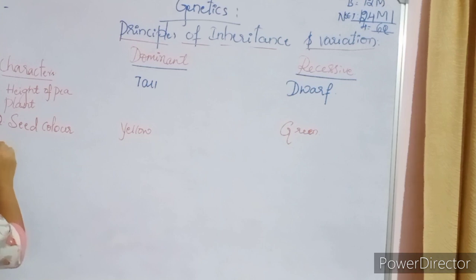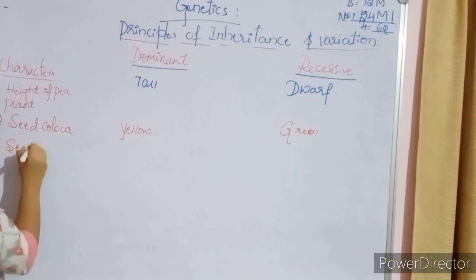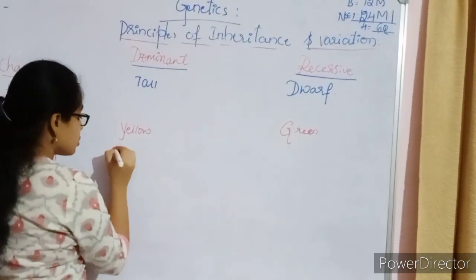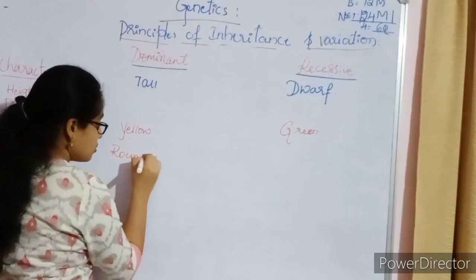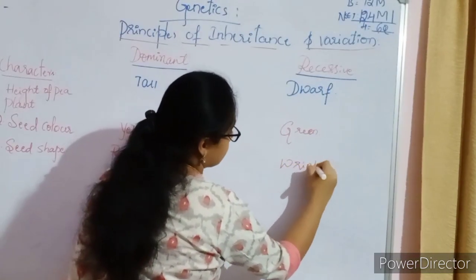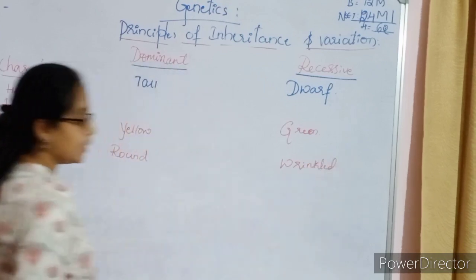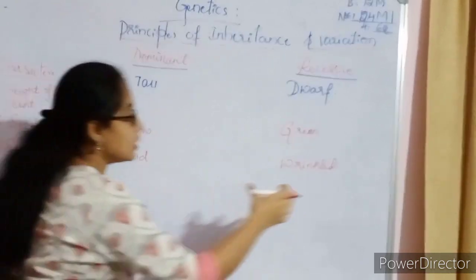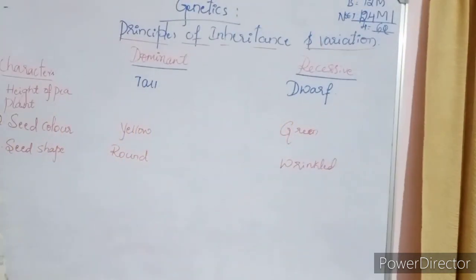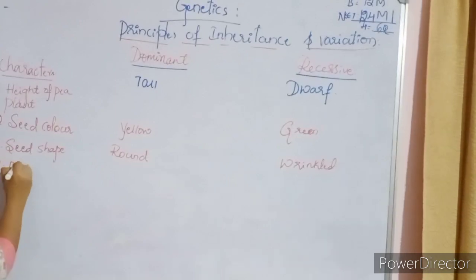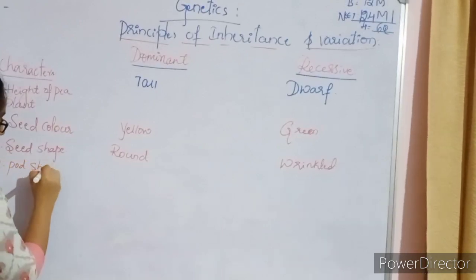So next is seed shape. Okay, so seed shape was again two types. One was round, another one was wrinkled. Okay, again here round is called as dominant character, wrinkled is called as recessive character. You know the reason. And next is pod.